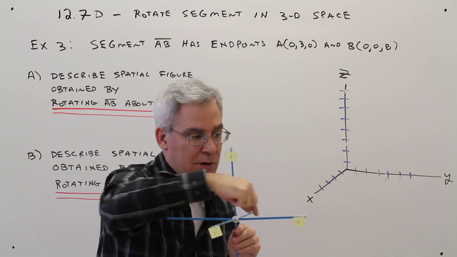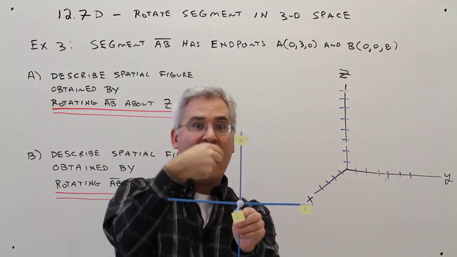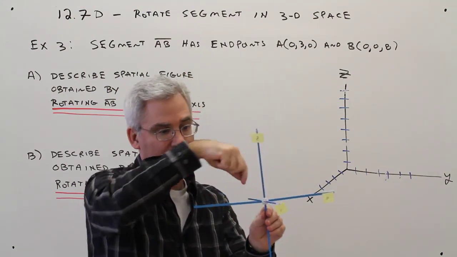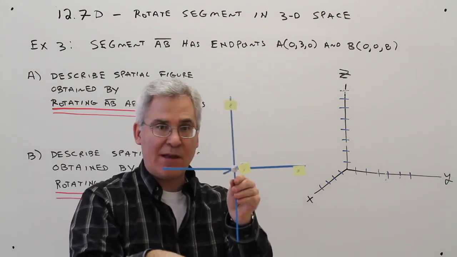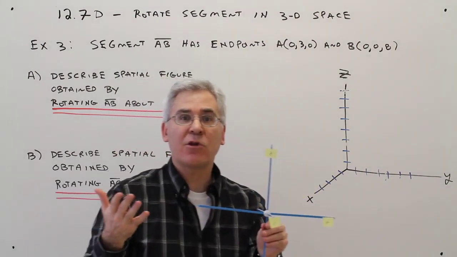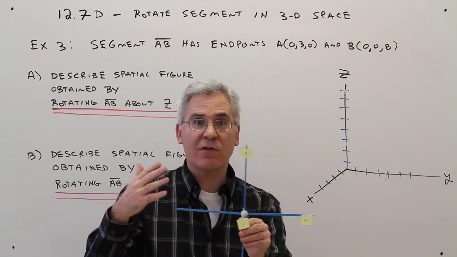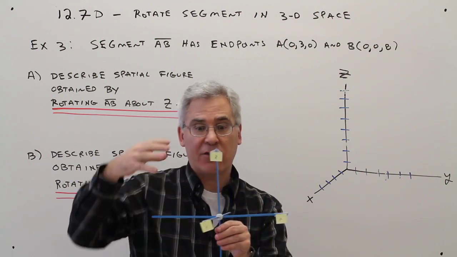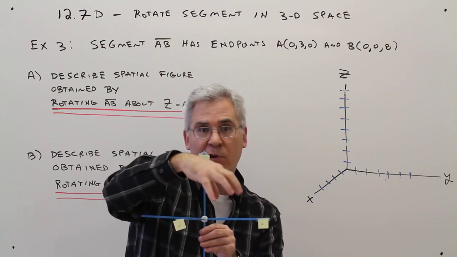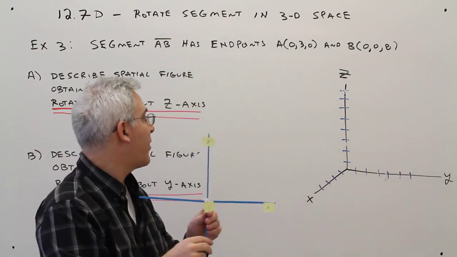Positive is out, right, and up. Negative would be back into the board. Negative y would be to the left, and negative z would be downwards. In 2 dimensions, we've got 4 quadrants. In 3 dimensions, we've got 8 octants. The first octant is where everybody is positive. Primarily, we'll be dealing with that.